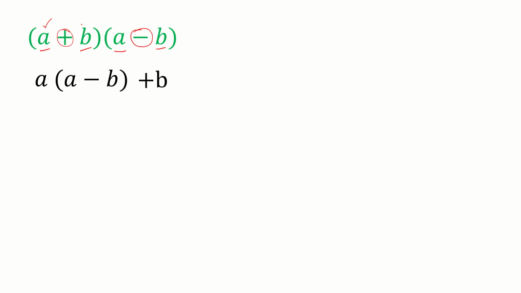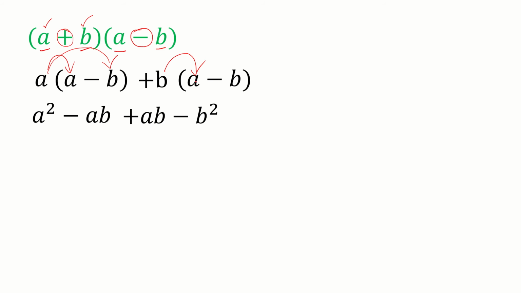Then we multiply the second term of our first binomial to the second binomial. So b times the quantity of a minus b. And we distribute. So a times a is a squared. Then a times negative b is negative ab. Then b times a, you'll get ab. b times negative b is negative b squared. And then we combine like terms.